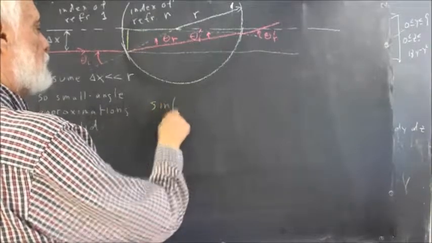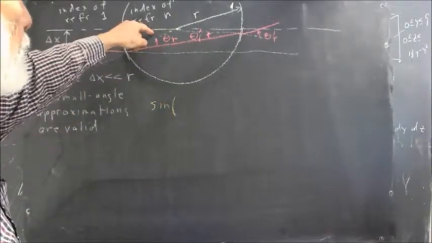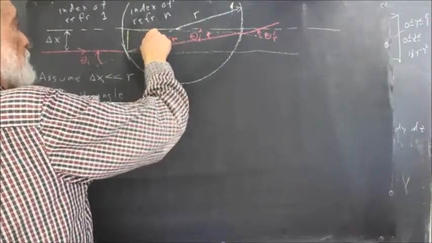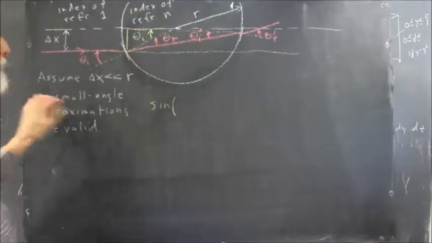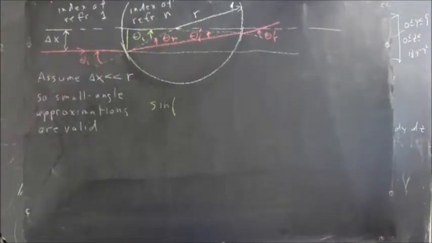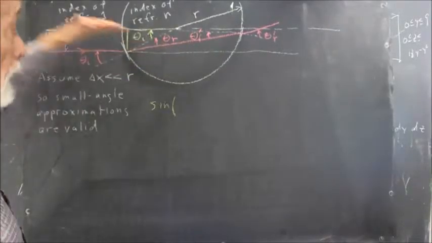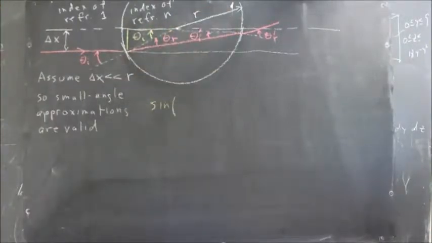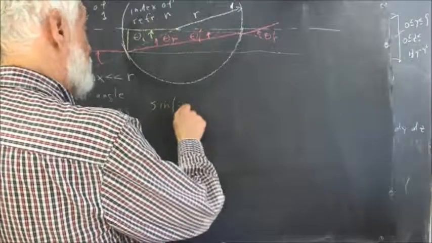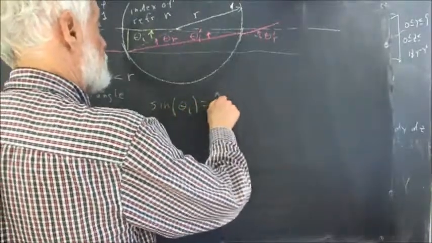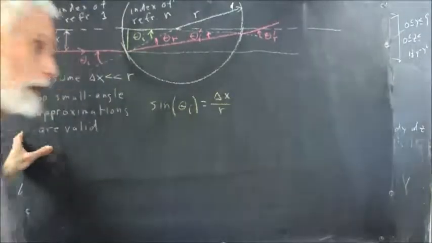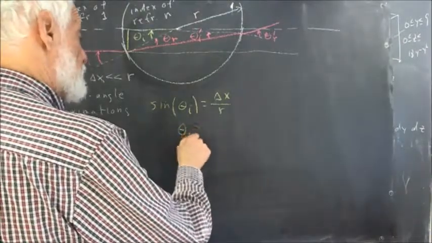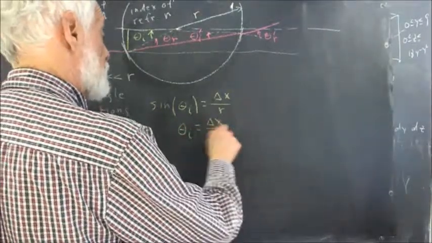So that we have, first of all, the sine of, I'll call it this angle here. Well, let's just let the cat out of the bag. This angle here is the same as theta sub I. Of course, theta sub I occurs out here, but we have two parallel lines here, and this radial line is a transversal. So we have the sine of theta sub I equals delta x over r. Well, by small angle approximations, it means that theta sub I is delta x over r.